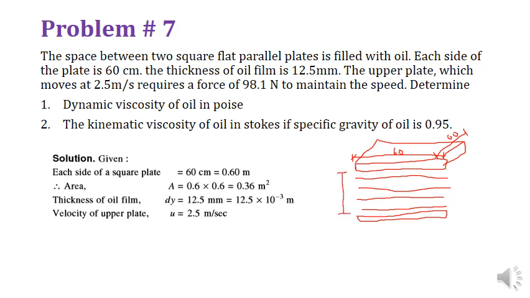The thickness of the oil film is 12.5. So this distance y, that is going to be called dy, the change in distance, is equal to 12.5 millimeters. The upper plate moves at 2.5 meter per second, so this is needed to be moved in either direction. At that time we are not familiar with that, so that will be u.